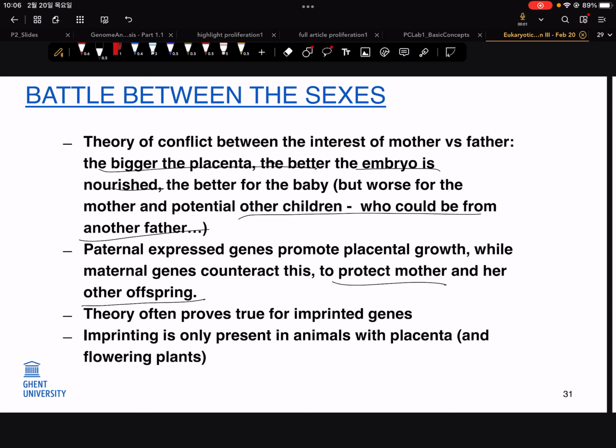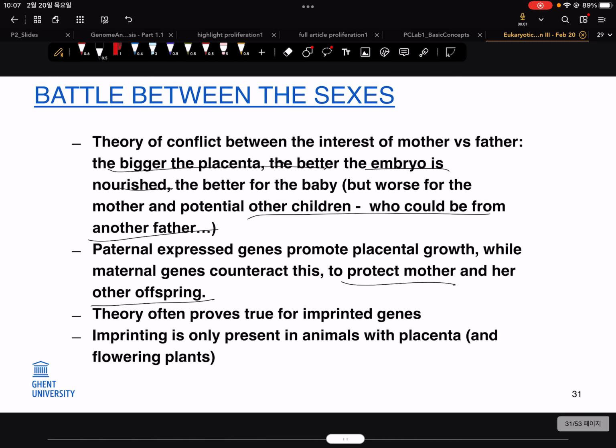And what is even more remarkable, I think, is that we only see these imprinting patterns in animals that have a placenta, or in plants which have something like a placenta at the end of birth. So only in those organisms imprinting is observed.